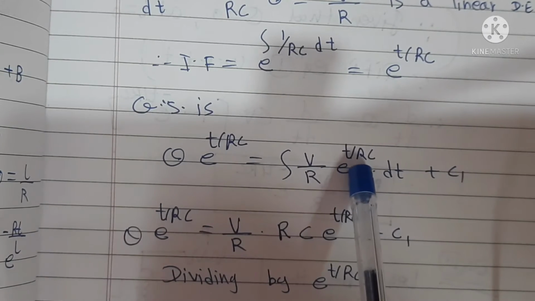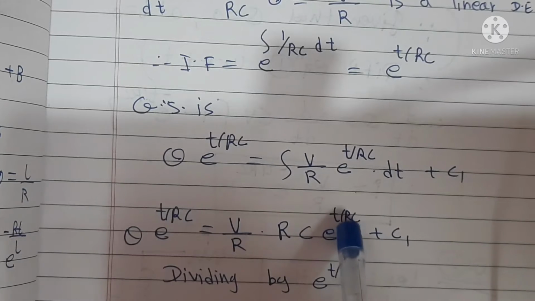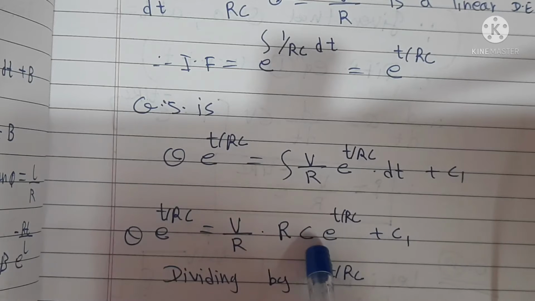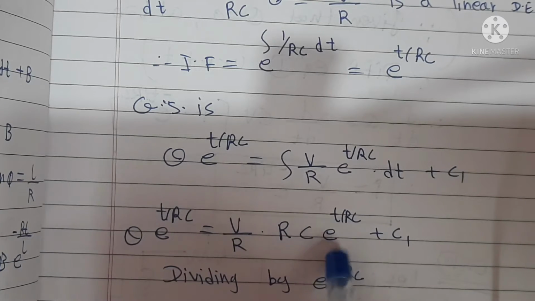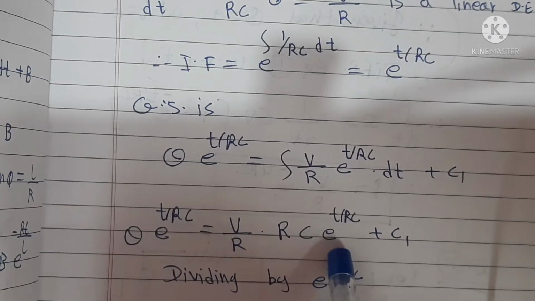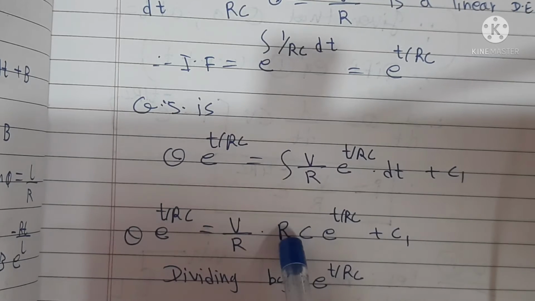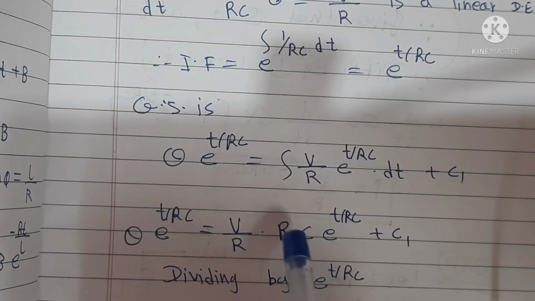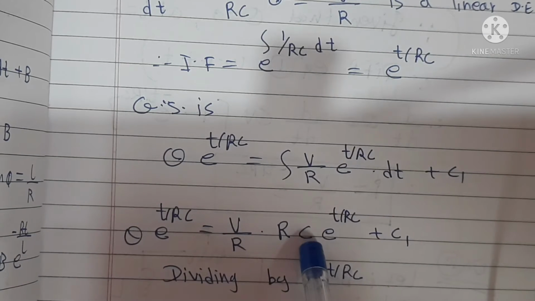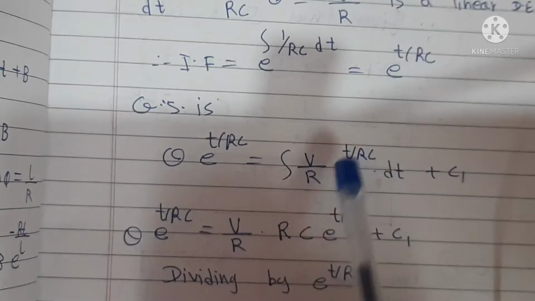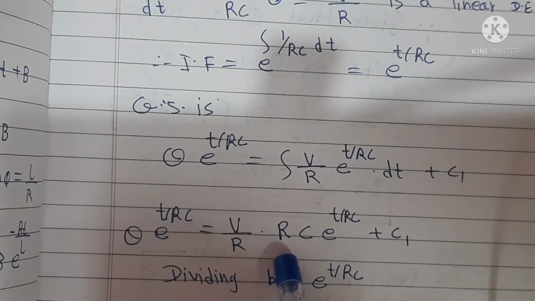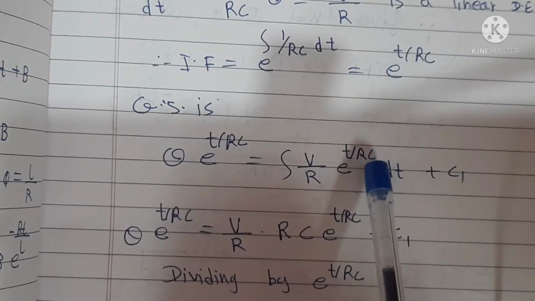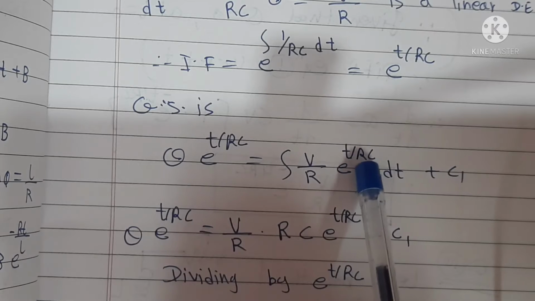Now integrating e^(t/RC) as it is, the coefficient of t is 1/RC. This 1/RC gets divided, so it goes to the denominator, and after that it becomes R into C at the numerator. Note this step. I simply solved this integration: the integration of e^(ax) is equal to e^(ax)/a. This is the constant term.